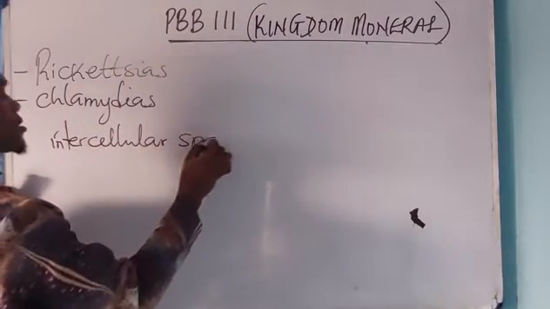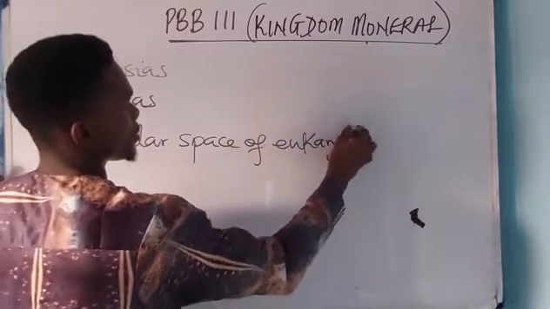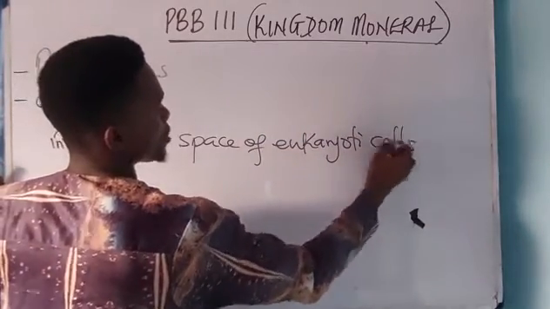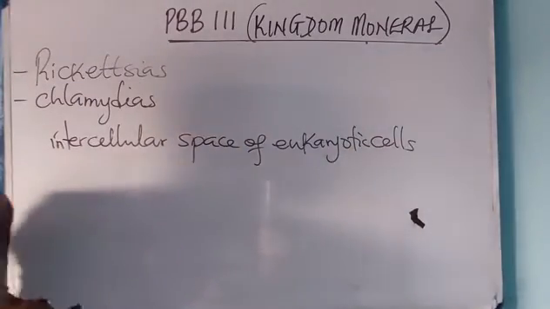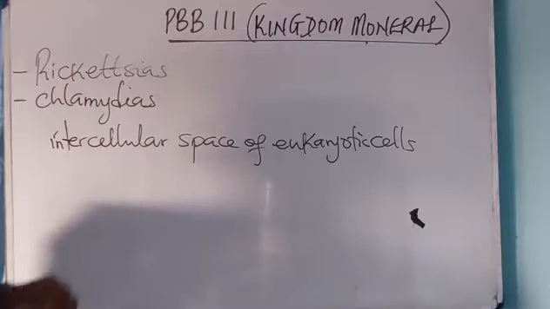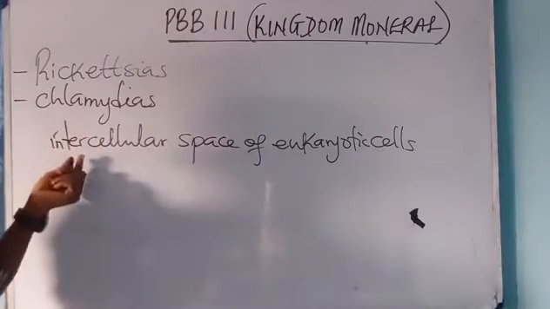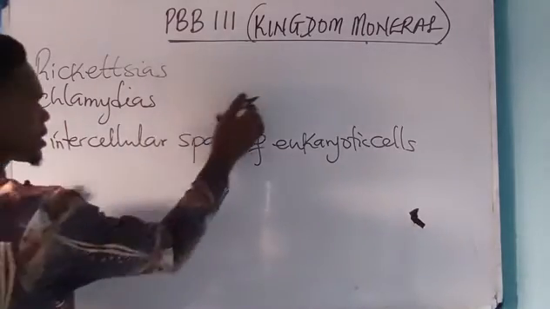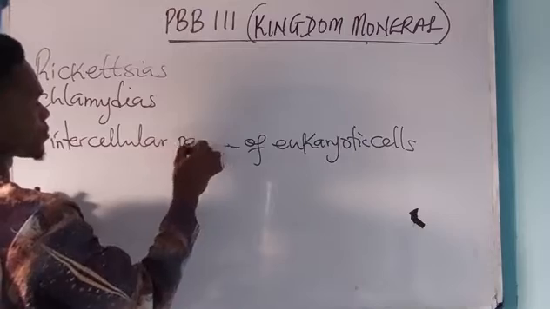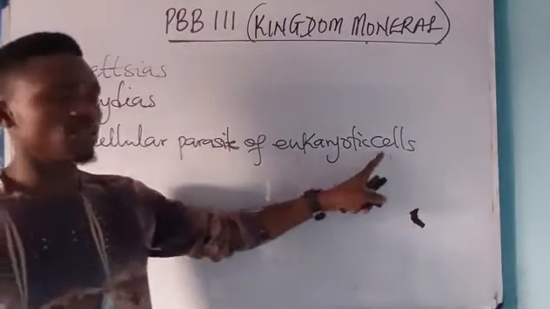intercellular space of eukaryotic cells. Which of these bacteria were once called viruses? The rickettsias and the chlamydias were called viruses because they occurred as intercellular parasites, intercellular what? Parasites of eukaryotic cells.